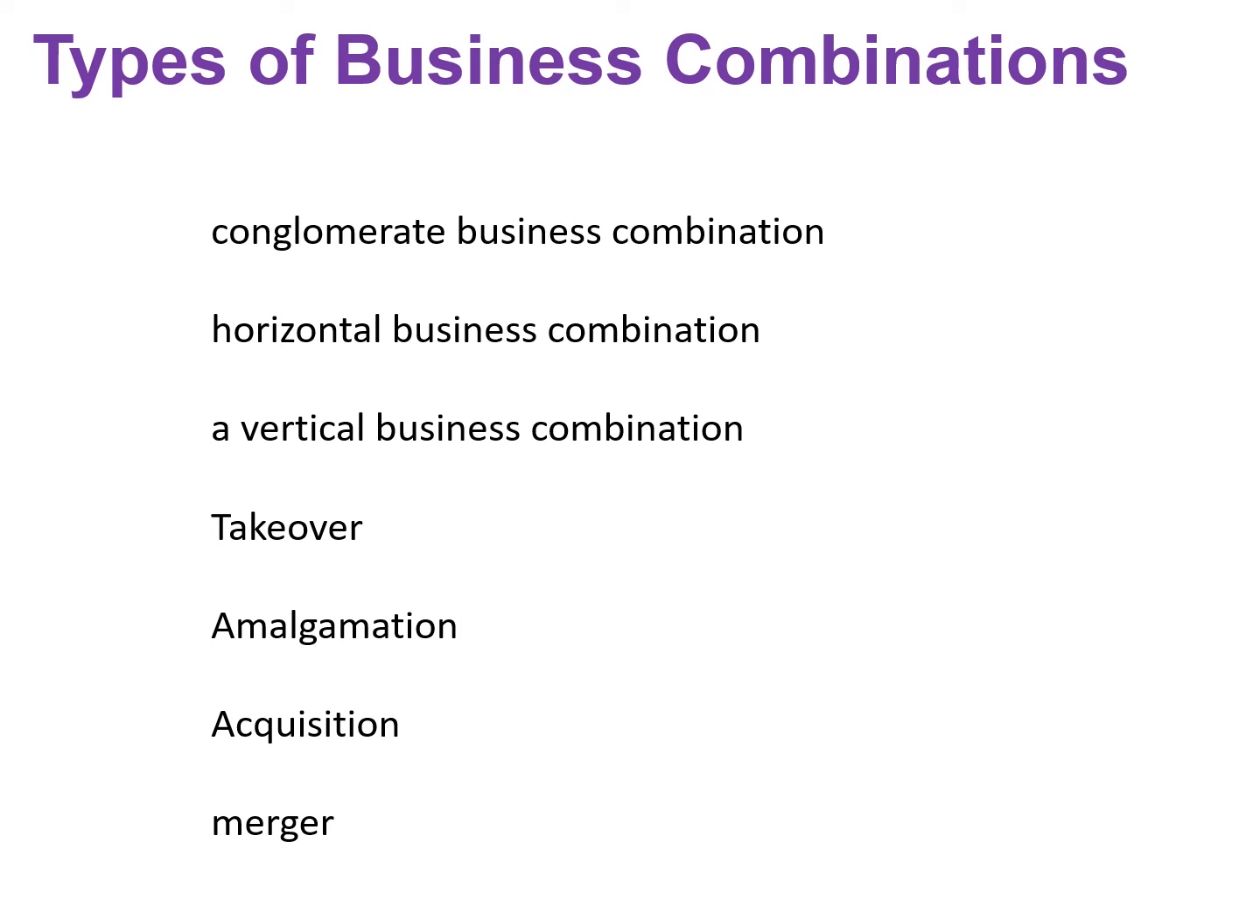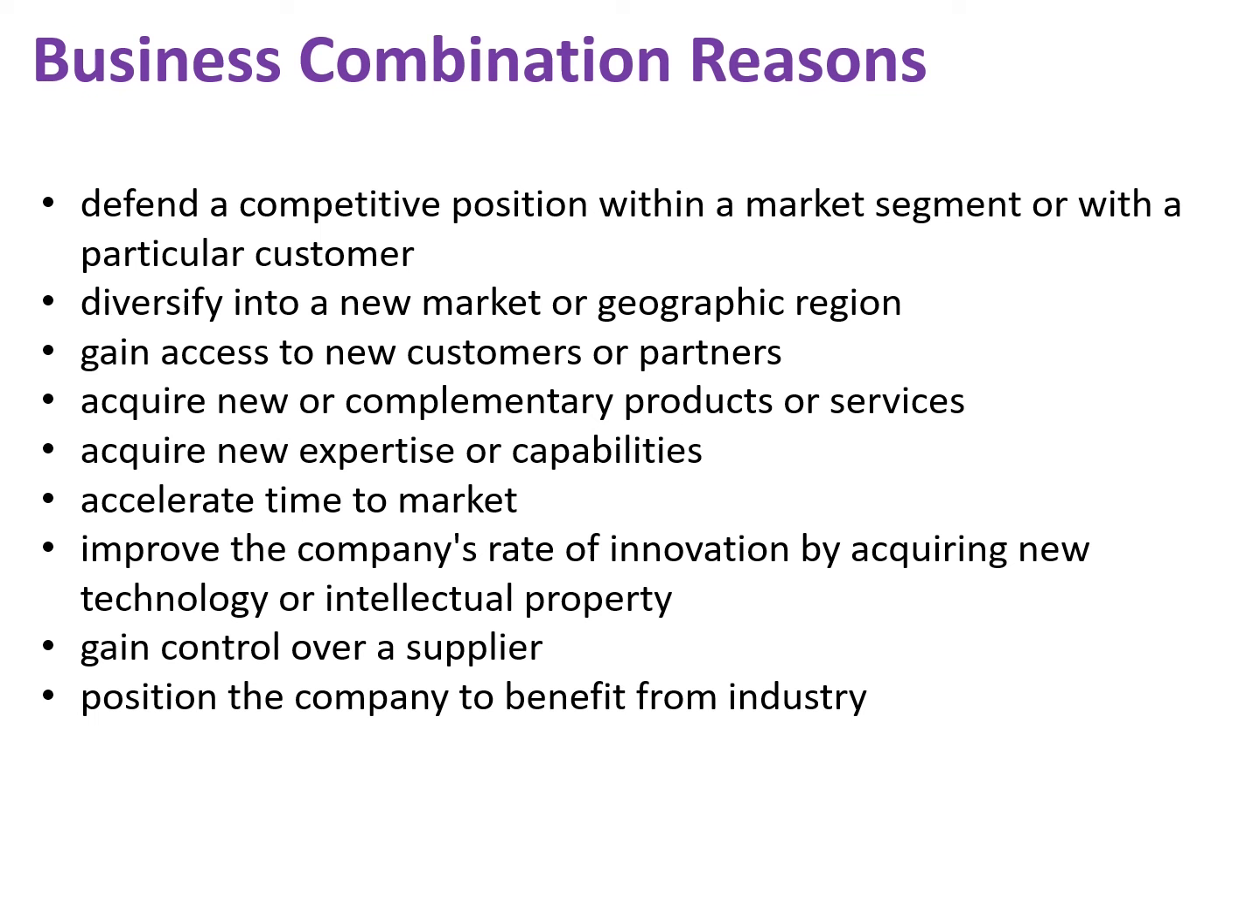So there are many types of business combinations as listed here on the screen, and some of the more common terms that you've heard of include mergers, takeovers, and acquisitions. Some of the reasons for business combinations are to defend against a competitive position within a market segment or with a particular customer, to diversify into new markets or geographic regions, or to improve the company's rate of innovation by acquiring new technology or intellectual property. This is very common in the biotech industry, and there are some other reasons that you can review as well.